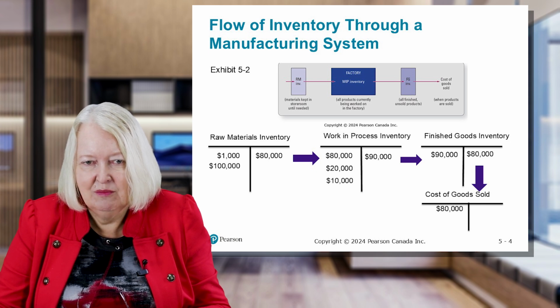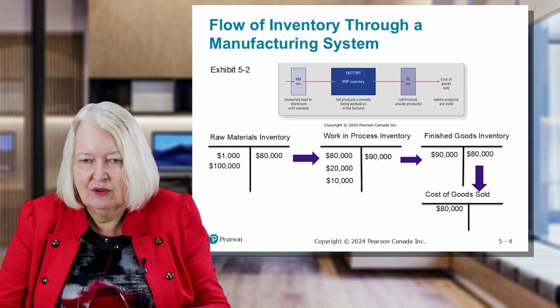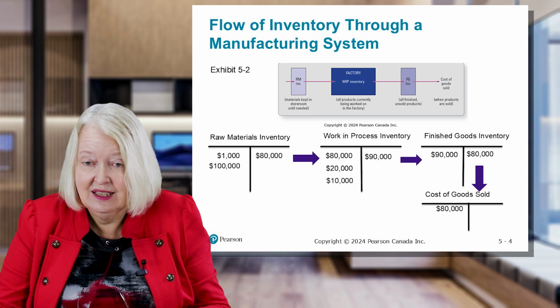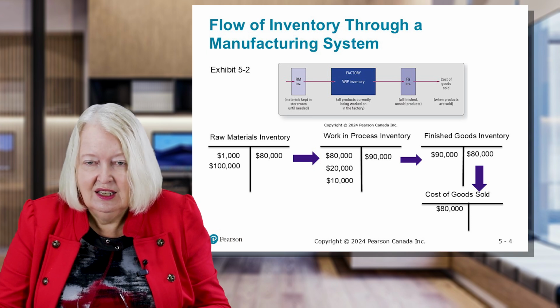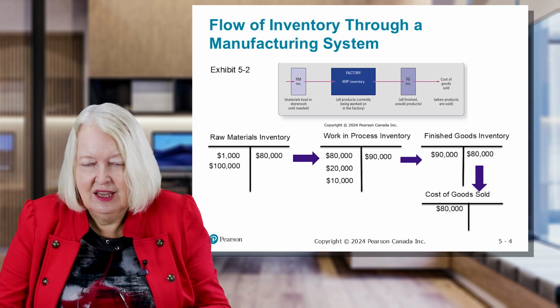So the cost then moves from raw materials into work in process, which is also an inventory account. Then when you finish making your product, it goes into finished goods inventory. So it's still on your balance sheet, it's still an asset, but now it's a completed asset. It doesn't leave the balance sheet until the product is actually sold. And in that case, the cost moves to the cost of goods sold, which is on your income statement.